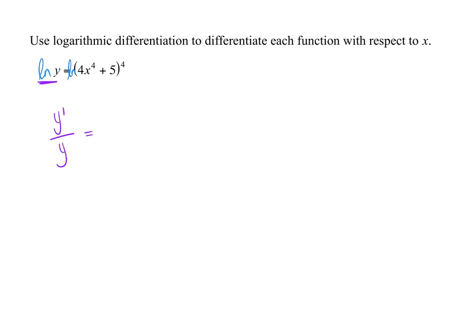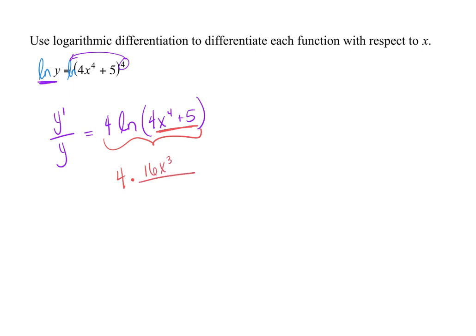Before I take the derivative of this guy, I'm going to expand. Well, how do I expand? Well, that exponent can go in front. So I have 4 times the natural log of 4x to the 4th plus 5. And so now I can take this derivative. I've already taken the derivative of the left-hand side. This is going to be 4 times the derivative of the inside here, which is 16x cubed, over 4x to the 4th plus 5. And that equals y prime over y.